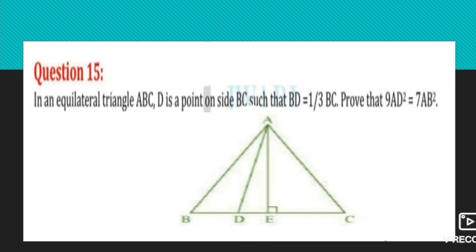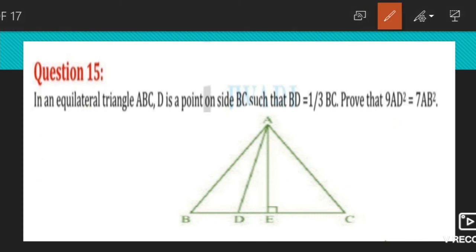Now next one, question number 15. In an equilateral triangle ABC, D is a point on the side BC such that BD is equal to 1/3 of BC. This BD is 1/3 of the whole side BC. You have to show that 9AD square is equal to 7AB square.